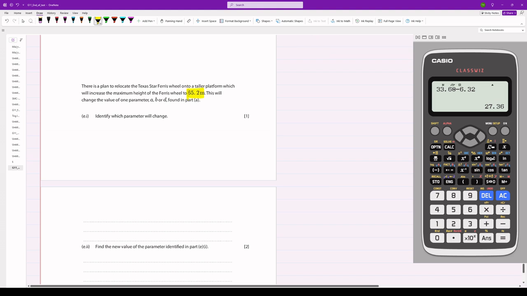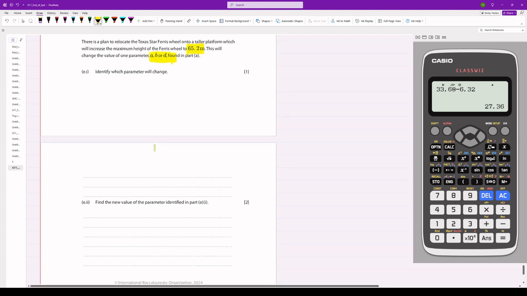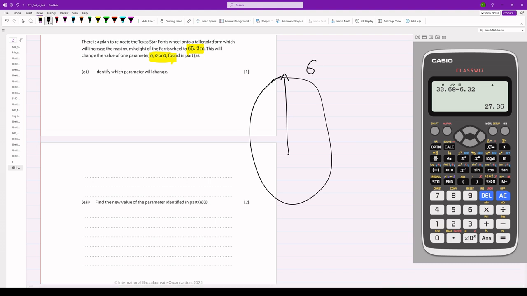The maximum height is 65.2. We've got A, B, and D in there. Identify which parameter will change. So the maximum height is now going to be 65.2. That's going to move my whole wiggly line upwards. So that means D's the bit that's going to change.